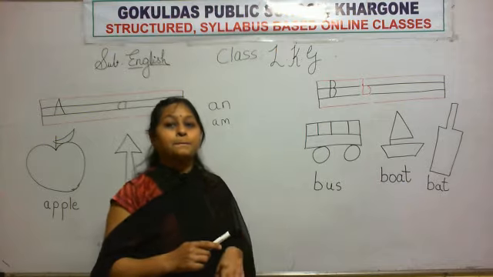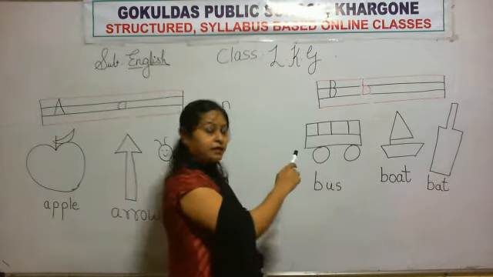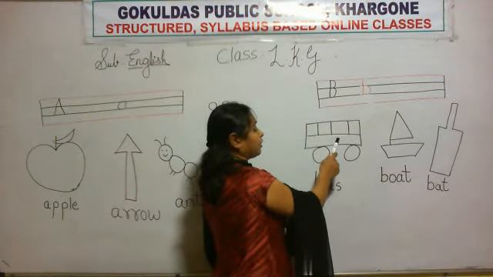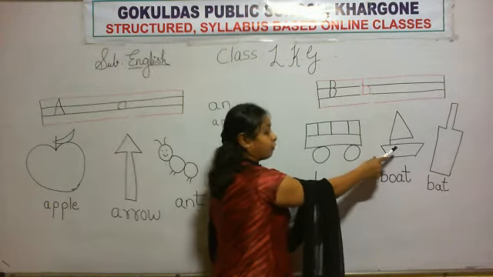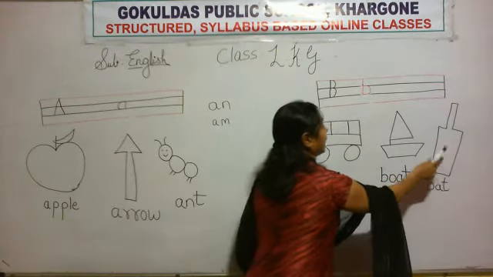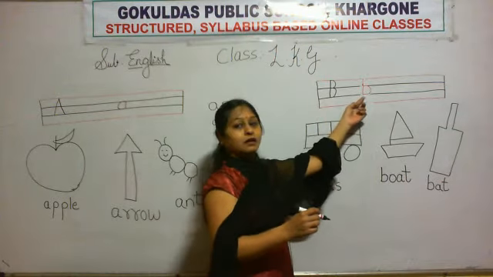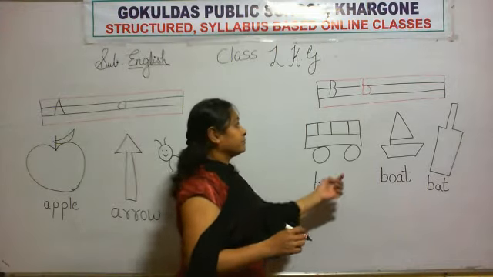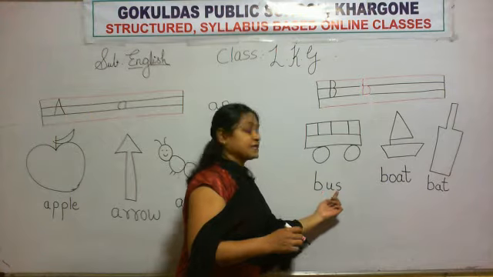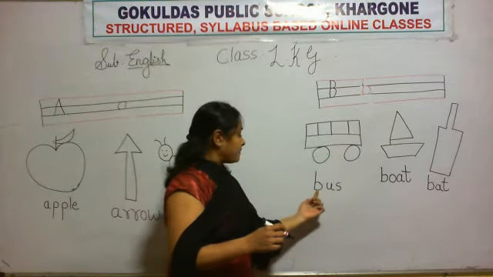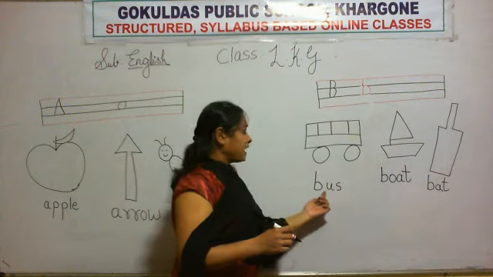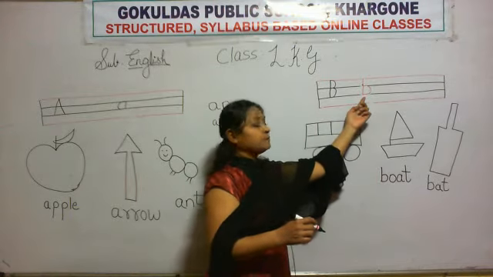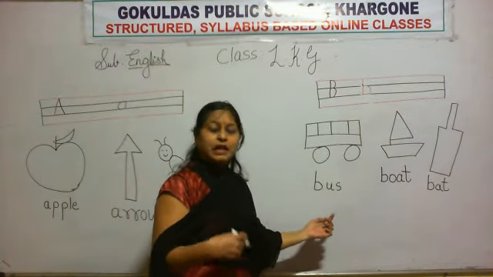What is the sound of B? B. This is capital B. Small b. B for bus. B for boat. B for bat. Now B. B. Bus. B. Bus. Repeat after me.